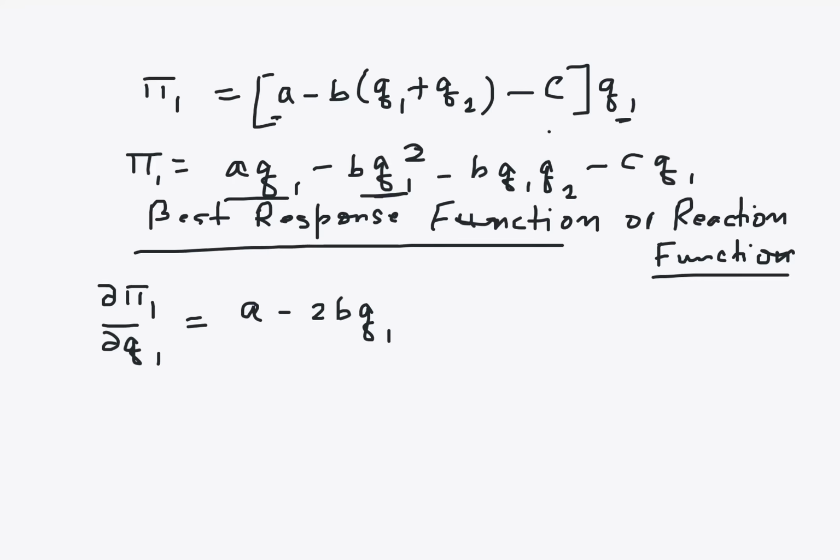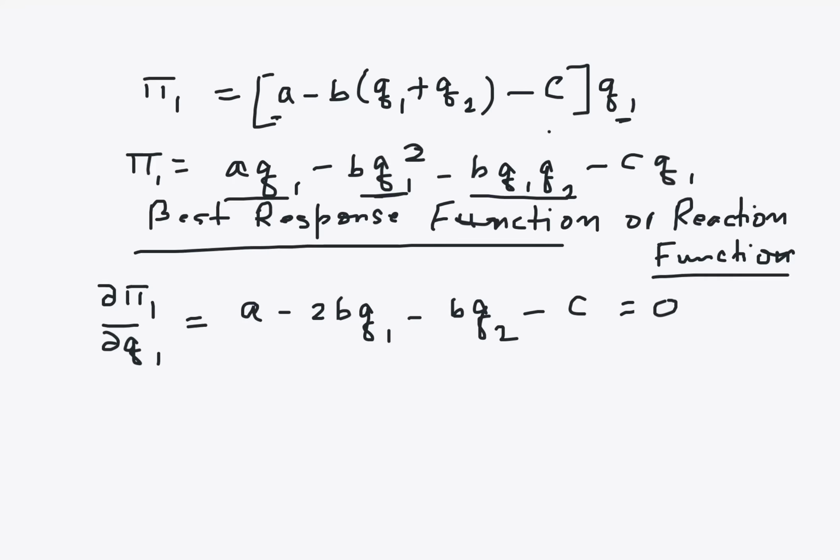And here, when you're taking the partial derivative, you treat Q2, the other variable, as constant, right? That's the trick here. So minus B times Q2, where B is constant and Q2 is treated as constant when taking the partial derivative with respect to Q1, and then minus C. And then you set it equal to 0. This, if you remember, is the first order condition for profit maximization, right?